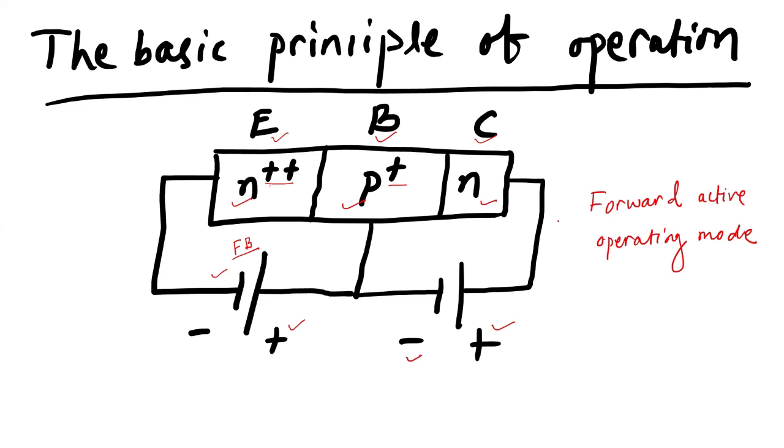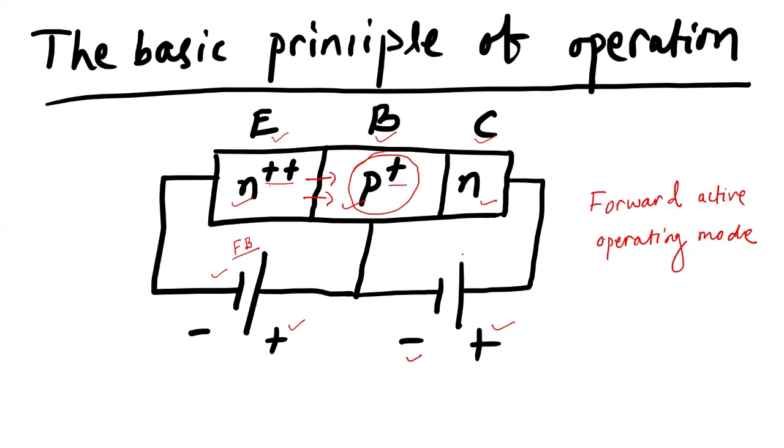Okay, so now as the BE junction is forward biased, electrons from the emitter are injected across the BE junction, okay, into the base, right? These injected electrons create an excess concentration over here, excess carrier concentration in the base region.